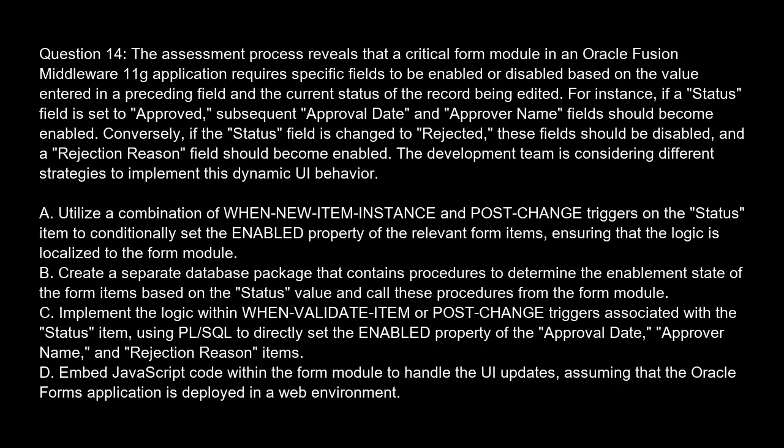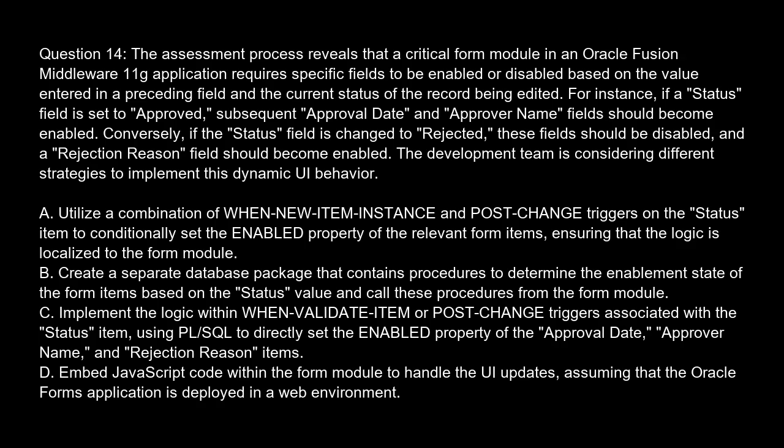Question 14. The assessment process reveals that a critical form module in an Oracle Fusion Middleware 11G application requires specific fields to be enabled or disabled based on the value entered in a preceding field and the current status of the record being edited. For instance, if a status field is set to approved, subsequent approval date and approver name fields should become enabled. Conversely, if the status field is changed to rejected, these fields should be disabled, and a rejection reason field should become enabled. The development team is considering different strategies to implement this dynamic UI behavior.